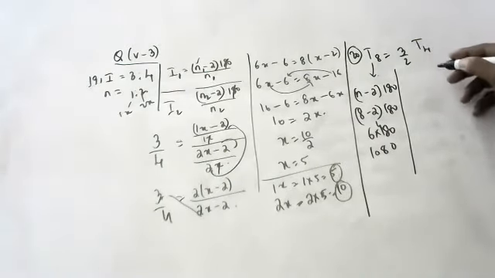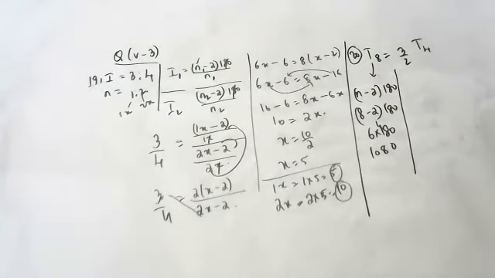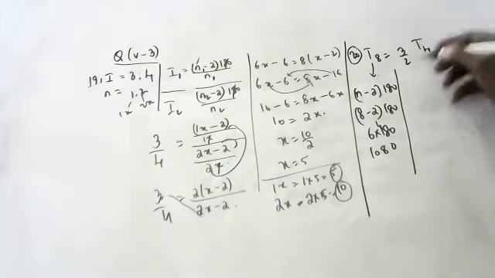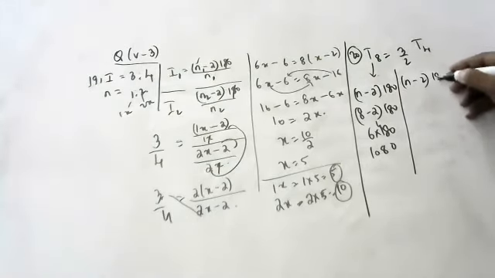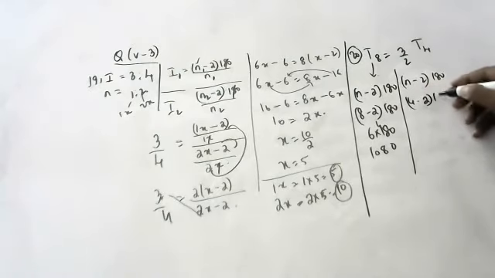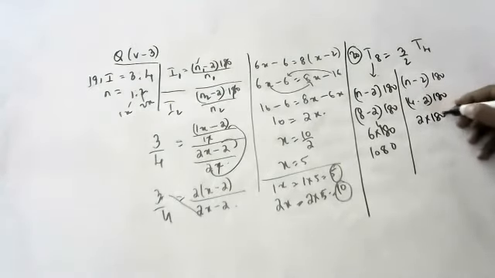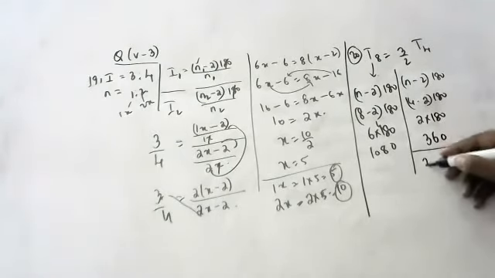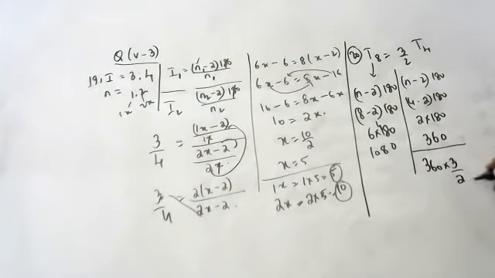And what is this one? 4 minus 2 into 180, 2 into 180, 360. Now, can you do 360 into 3 by 2? 180 into 3 is how much? 540. So he's saying, show that the angle of octagon is 3 by 2 times.